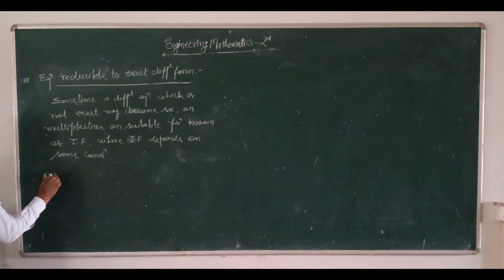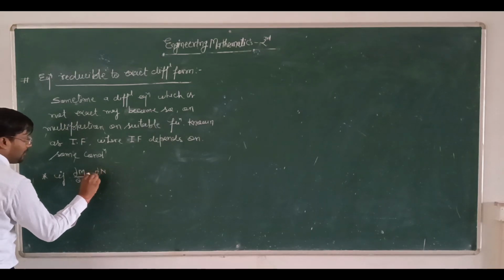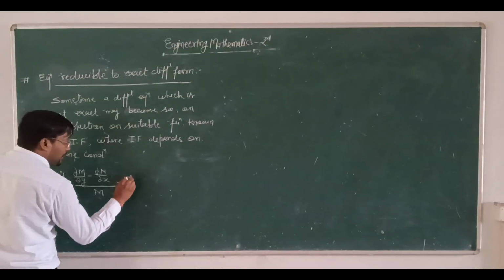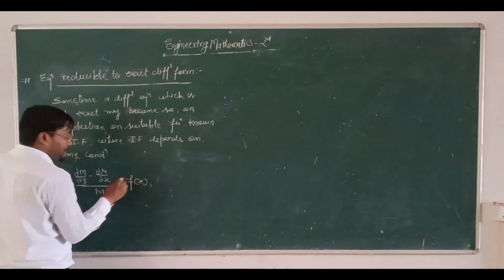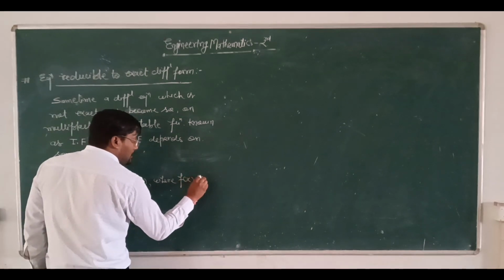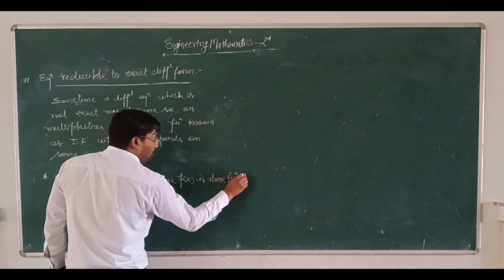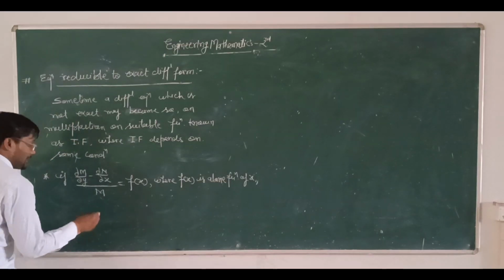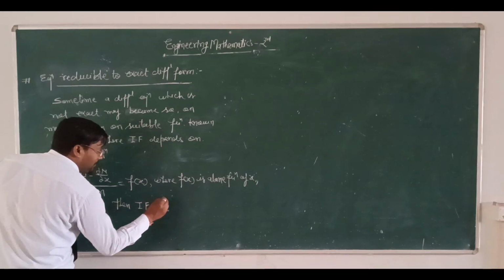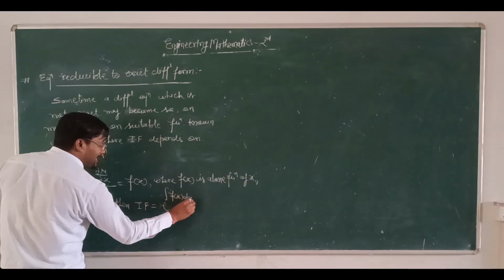Condition number first, if (∂M/∂y − ∂N/∂x) upon N is equal to f(x), where f(x) is a function of x alone, then the IF is equal to e to the power integration f(x) dx.